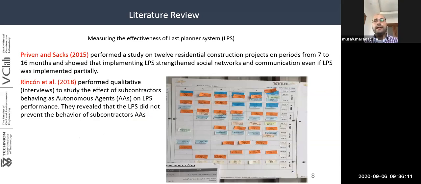According to Bevan and Zaks, they performed a study in construction projects, and they found that the last planner system strengthened social networks and communication, even if the last planner system was implemented only partially, based on weekly work planning. Also, Rincon et al. performed qualitative interviews to study the effect of subcontractors behaving as autonomous agents. They found that the last planner system did not prevent the behavior of subcontractor autonomous agents.